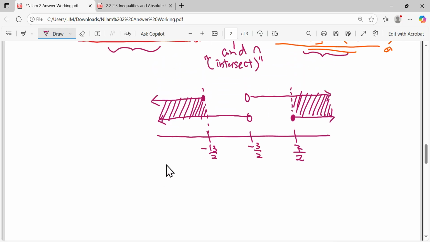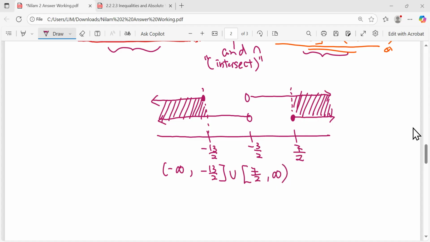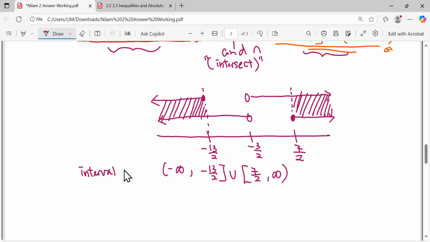I put it in interval form, which means negative infinity until negative 13 over 2, then circle included, then continue with another part here, 7 over 2 to infinity. Alright, so my answer given here is in interval form. Of course, I can also put it in set solution form. Set solution form means you need to use set notation.